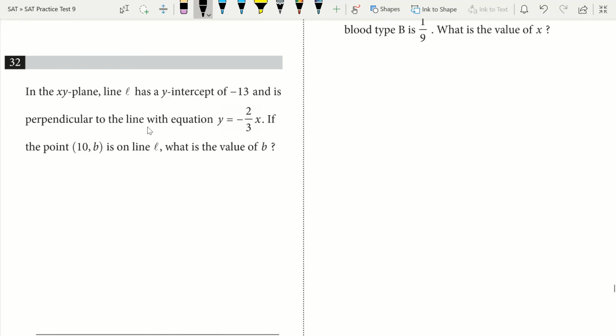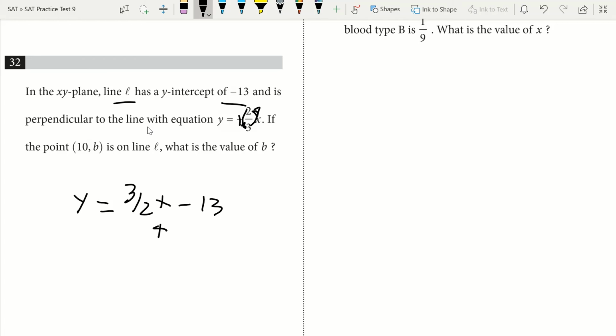In the xy plane, line L has y-intercept negative 13. I'll go ahead and put that in an equation. And it's perpendicular to the line with the equation y equals negative 2/3 x. Well, that means that my slope has to flip the sign and then be the reciprocal. So the 3 goes up here, the 2 goes down. So now I've got 3 over 2x minus 13. That's my equation. If the point (10, b) is on line L, what is the value of b?